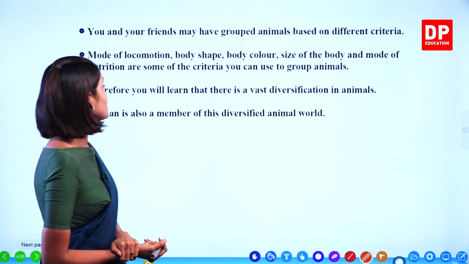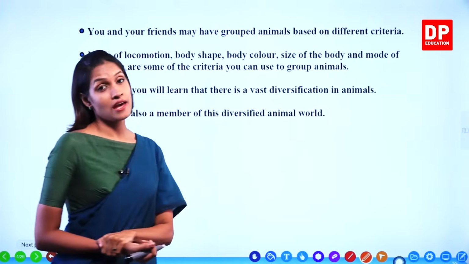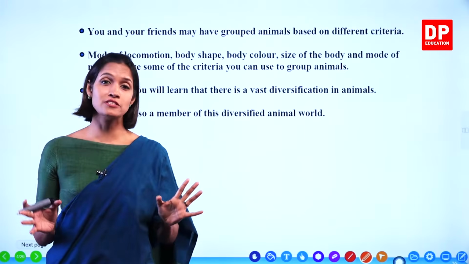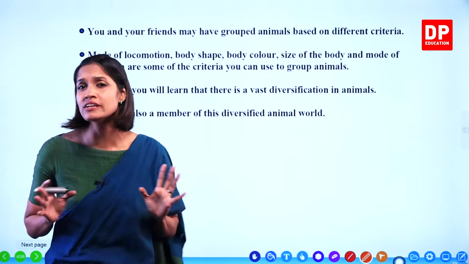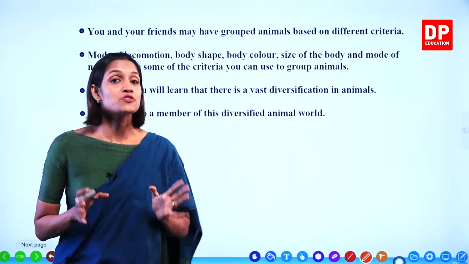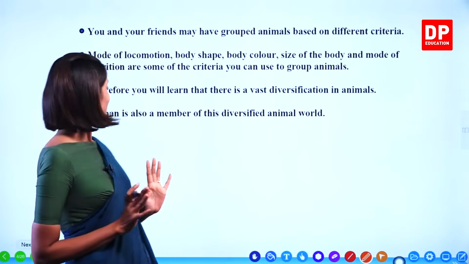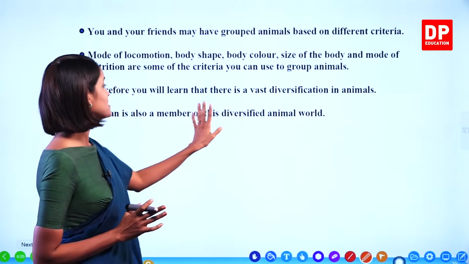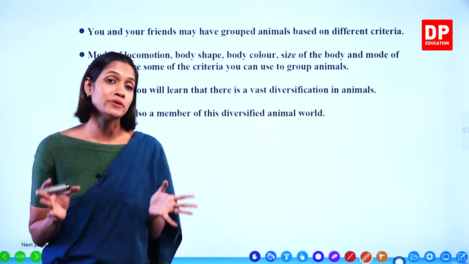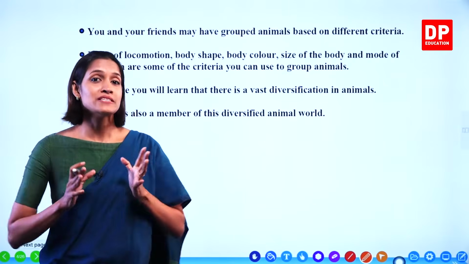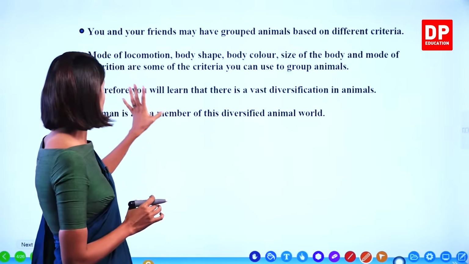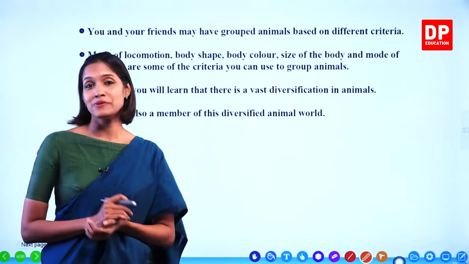Therefore, you will learn that there is a vast diversification in animals. So, in this way, you can divide or group these animals into different categories using different characteristics. It means there are a lot of differences or diversities between animals. And human is also a member of this diversified animal world. We are also coming under animals. When you go to the upper grades, you are going to learn about these animals, and there are different ways that you can divide them, right? So human is also coming under animals. Okay, children?